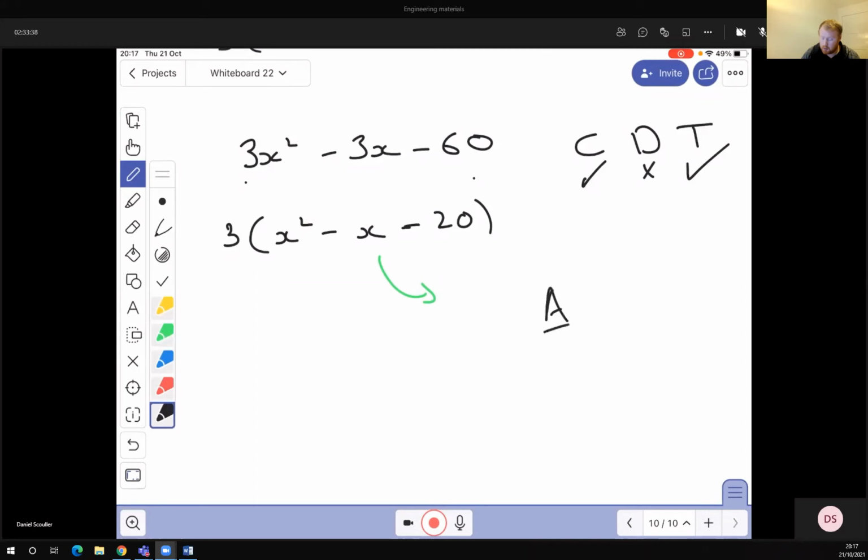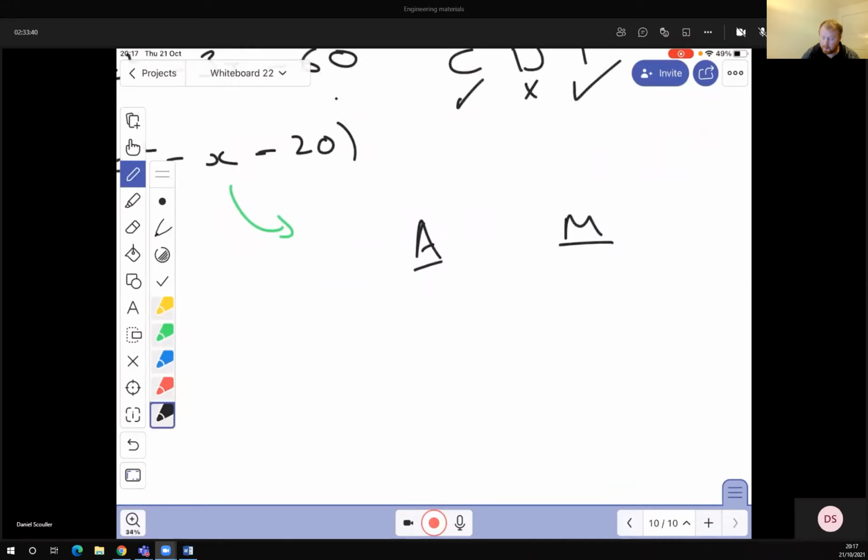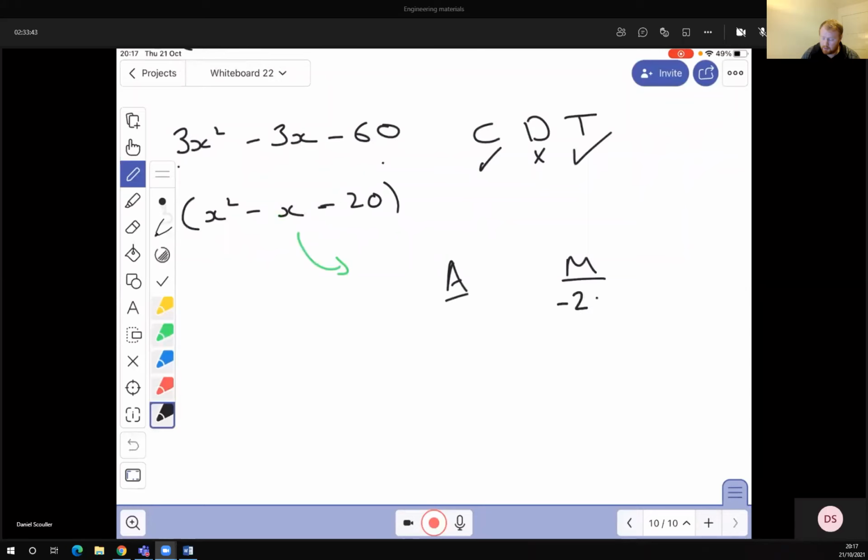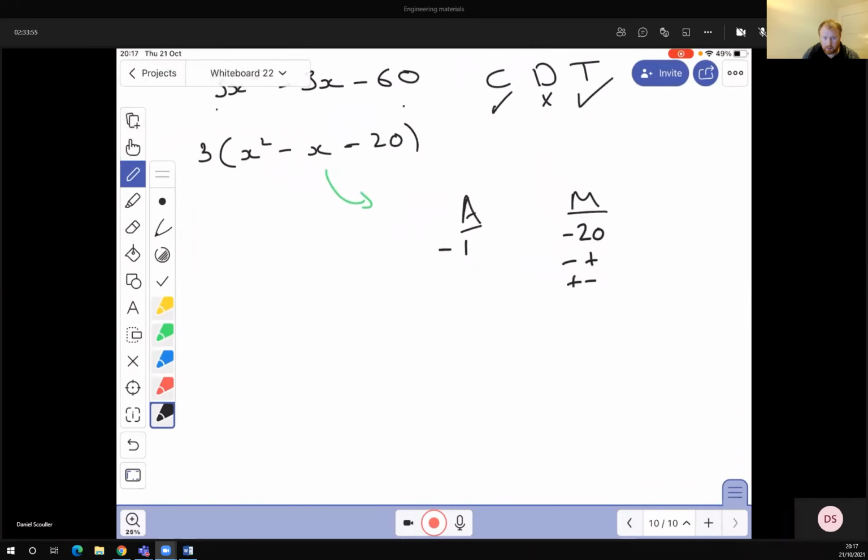A and M multiply together to make minus 20 and add together to make minus 1. To make a minus, you need a minus and a positive, or a positive and a minus. If anyone's not following, shout out and I'll go over it again. 1 and 20 are factors, 2 and 10 are factors, 3 isn't, 3 doesn't go into 20, 4 does, 4 and 5. 6 doesn't, 7 doesn't, 8 doesn't, 9 doesn't, 10 does, we've already got that.